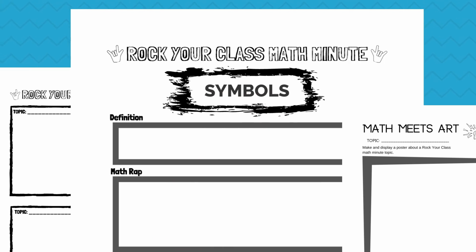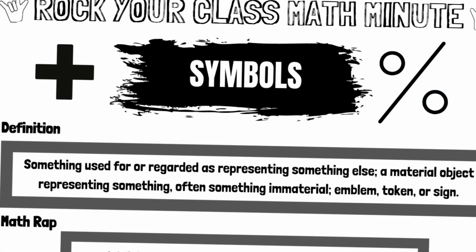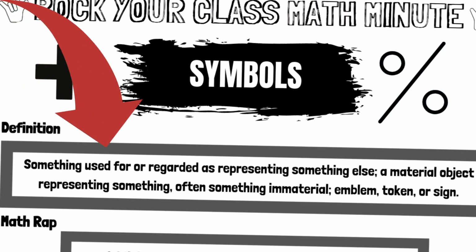Symbols. What does the dictionary say? Something used for or regarded as representing something else. A material object representing something, often something immaterial. Emblem, token, or sign.